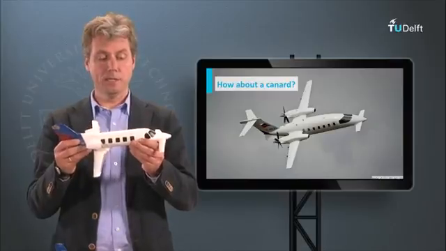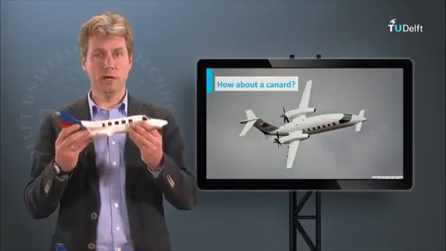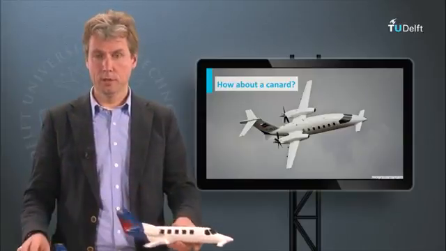But try it and see what the criteria are for the center of gravity location for a Canard aircraft. Good luck with that.